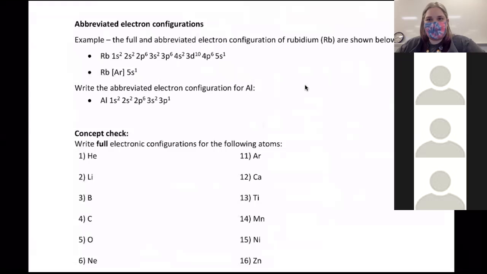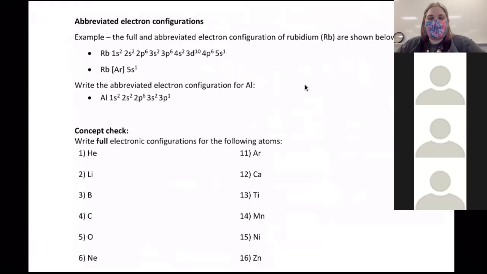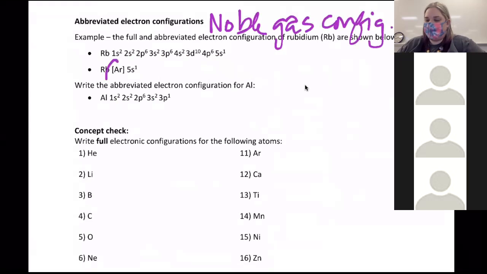There is a shortcut. Okay. They're called abbreviated electron configurations, and they're also sometimes called noble gas configuration. What they do is they allow us to use a noble gas to shorten the configuration, because as you go down the periodic table and you have more and more atoms that have more and more electrons, they're getting bigger. These configurations start to get pretty long. Like this is rubidium and it goes all the way to 5s1. And so scientists are lazy, and they're like, let's come up with a shortcut, because nobody wants to be writing that out all the time.